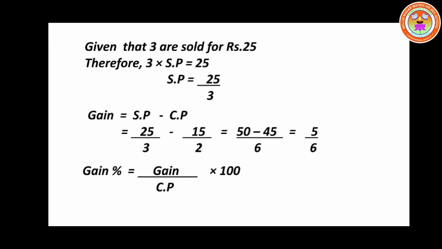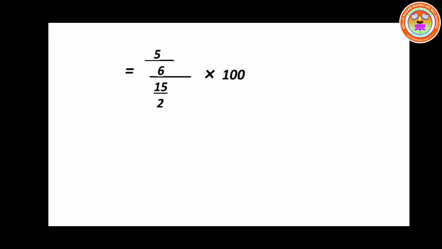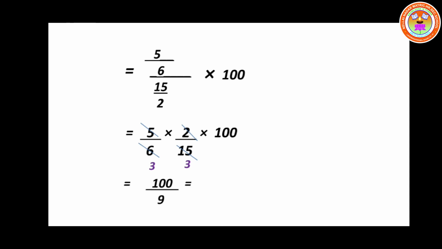Now, you have to find the gain percentage. So, gain percentage equals gain divided by CP into 100. So, 5 by 6 divided by 15 by 2 into 100. Just take the denominator to the numerator part; the divide can be converted into multiplication, so the numerator and denominator will get changed. 5 by 6 into 2 by 15 into 100. Cancel it. 5 threes are 15. Then 2 threes are 6. You can cancel. So, you will be getting 100 divided by 9.